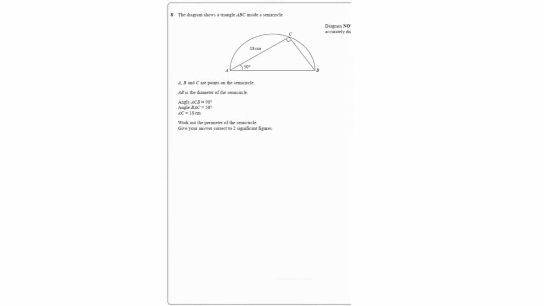Then the next question says the diagram shows a triangle ABC inside a semicircle. A, B, and C are points in the semicircle. AB is the diameter of the semicircle. ACB equals 90 degrees. Angle BAC is 50 degrees. AC is 18 centimeters. We have to work out the perimeter of the semicircle. So for that, we need this length and then this.